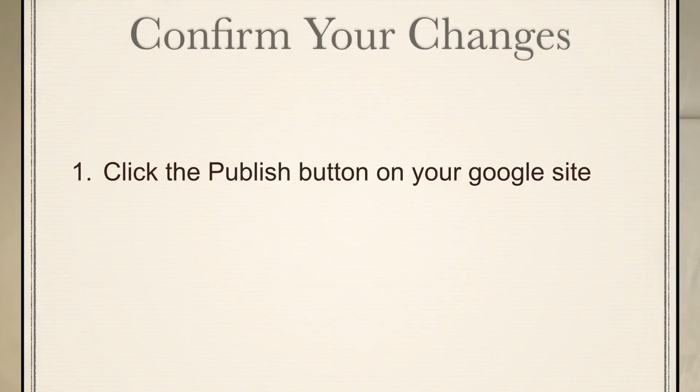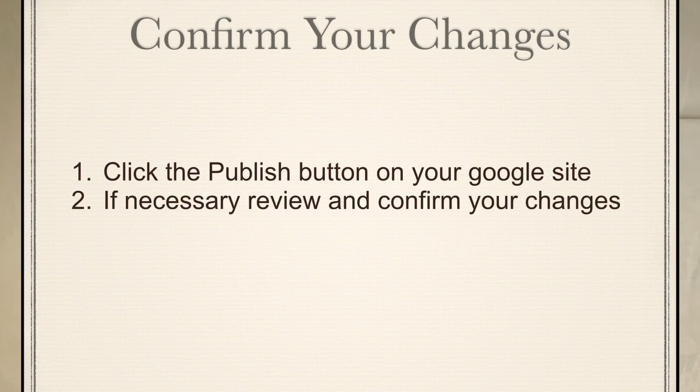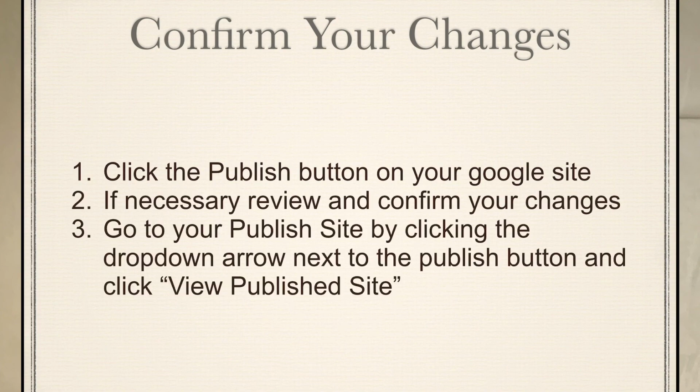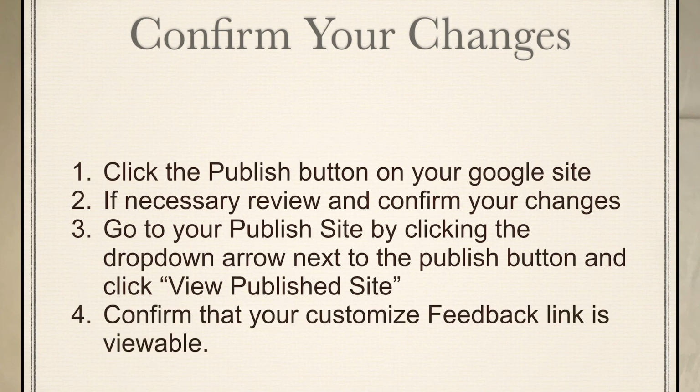Click the Publish button on your Google site. If necessary, review and confirm your changes. Go to your published site by clicking the drop-down arrow next to the Publish button and click View Published Site. And finally, confirm that your customized feedback form link is viewable. You are now complete with the portfolio feedback setup procedures.